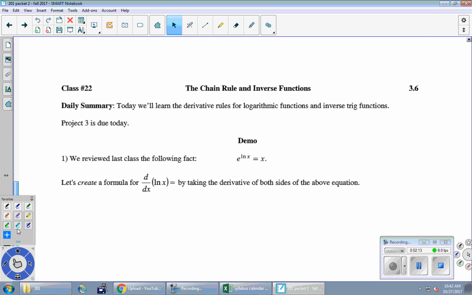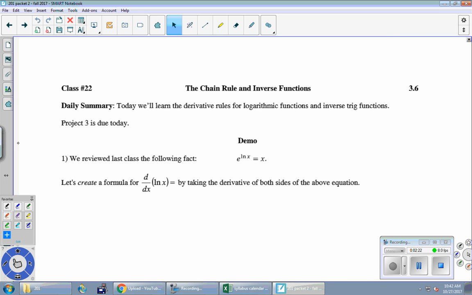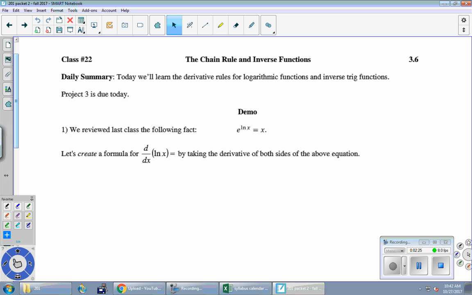Okay, so here we are on page 51, right at the top. Today we learn the derivative rules for log functions and inverse trig functions. Number one, last class we reviewed this fact right here. e to the ln of x equals x, right? e and ln of x are inverses of each other and they cancel in that very specific way. So what we're going to do is figure out what the derivative of ln of x is equal to by differentiating both sides of that equation up above.